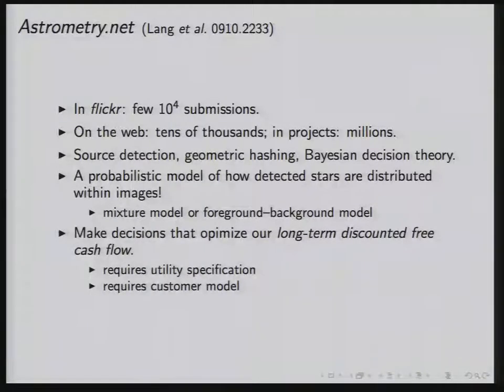But the reason it's impossible is that you never understand your customers, and your customers are changing all the time, if you think of this from the point of view of a business. So for astrometry.net, we really do think of it as a business.